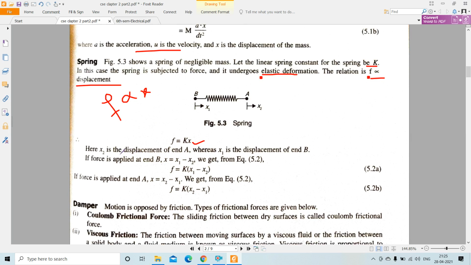So here x2 is the displacement of end A and x1 is the displacement of end B. If force is applied at end B, our x is x1 minus x2. So the equation is F is equal to k into (x1 minus x2). If force is applied at end A, then x is equal to x2 minus x1. So F is equal to k into (x2 minus x1).